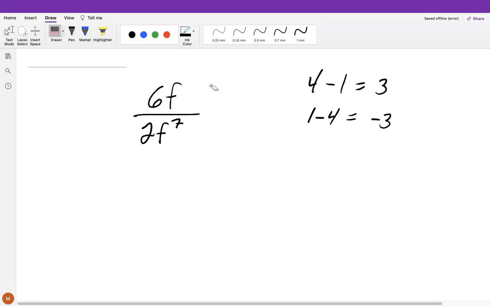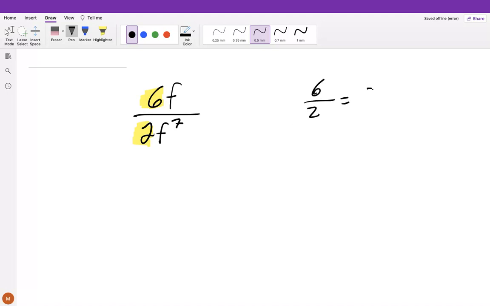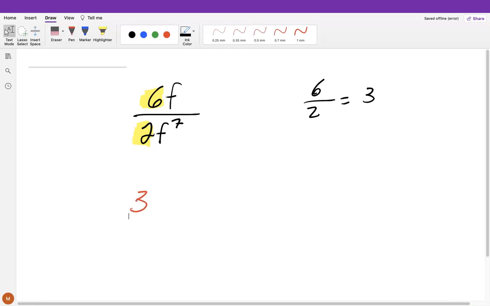So when we look at this problem here, first off, we treat our coefficients as if they're on their own. So I can forget that f and f to the 7th even exist. I can just do 6 divided by 2, and I know that that's equal to 3. So right away, those coefficients give me 3 as my answer. But now I need to look at my variables.